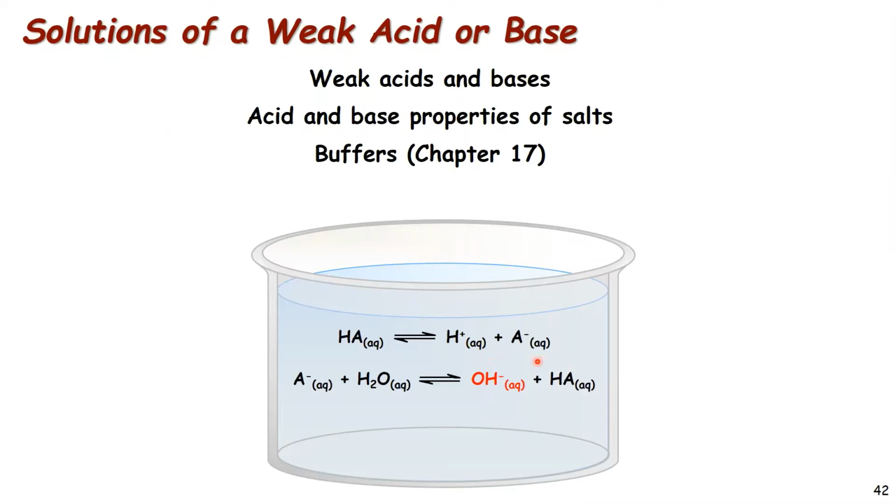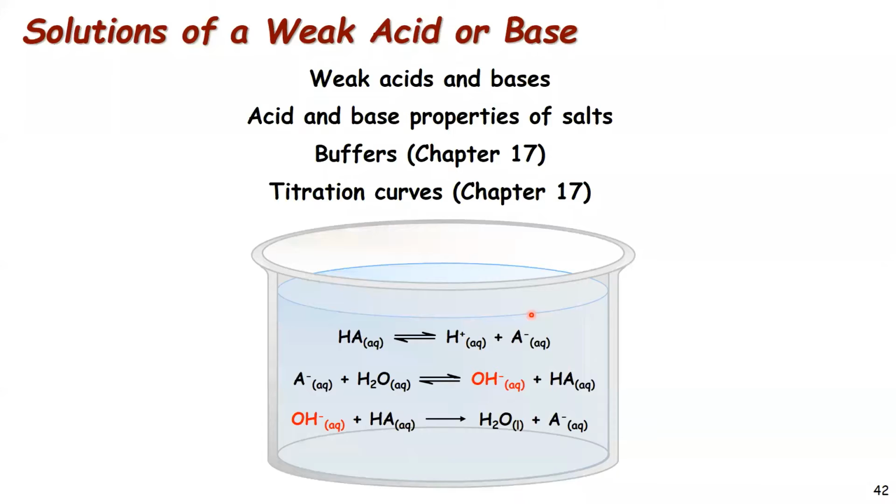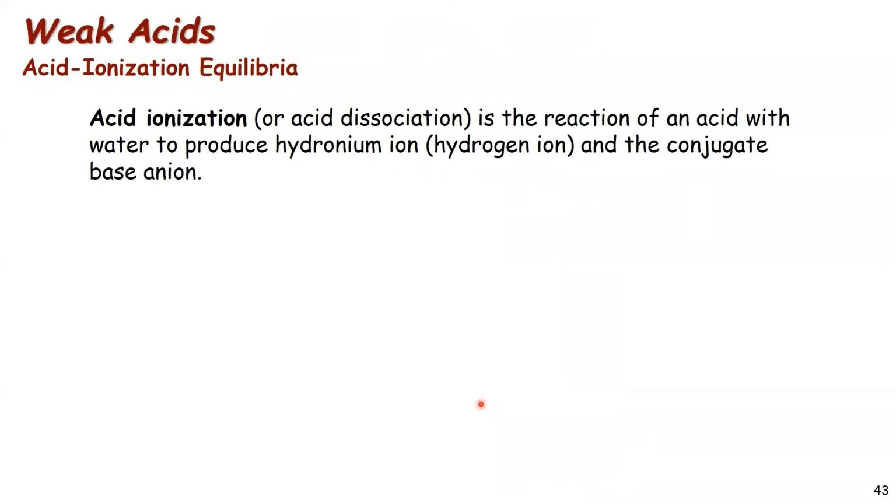And then in the next chapter, we're also going to talk about titration curves, okay? Titration is really important, and we can quantify not only the concentration of an unknown, but we can also determine the pH of a solution as it passes through the entire titration curve, okay? Okay, so let's start with weak acids.